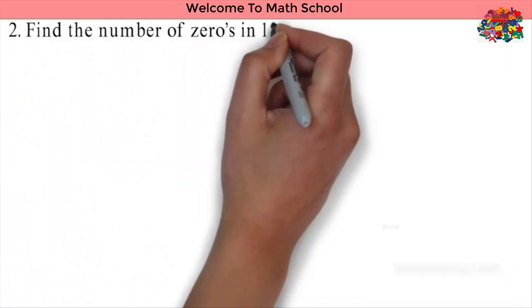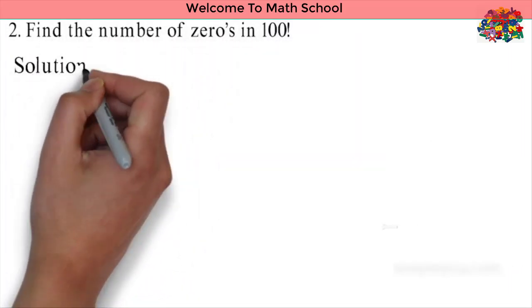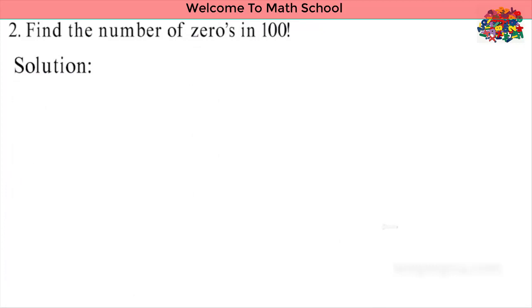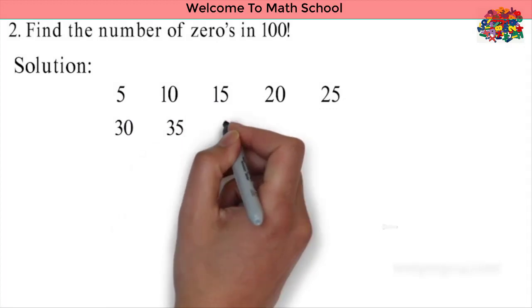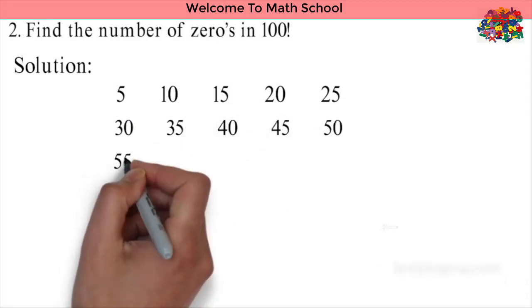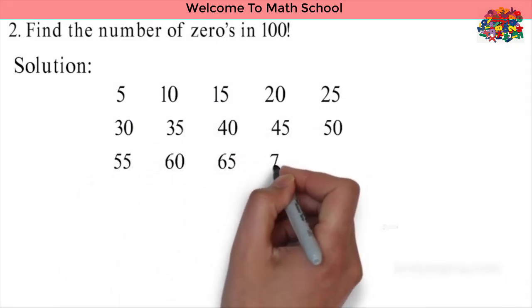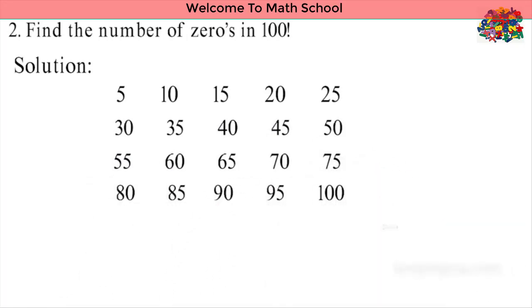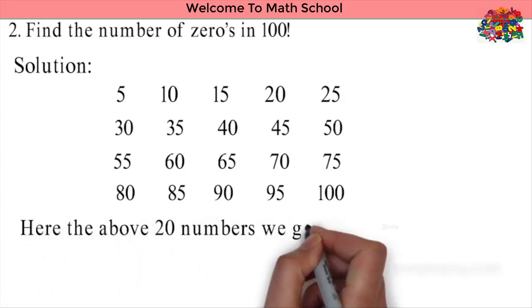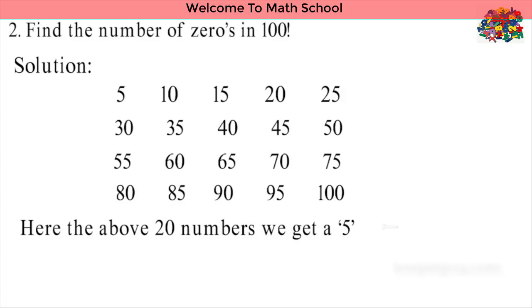Now next we have to find the number of zeros in 100 factorial. So here the task is to write down all the numbers where you get the 5. When you get a 2 along with it, obviously the product will be 10. So the places where you will get 5 are 5, 10, 15, 20, 25, 30, 35, 40, 45, 50, 55, 60, 65, 70, 75, 80, 85, 90, 95 and 100. So these are all the places where you will get 5 as a number. So here are the 20 numbers where we get the 5.